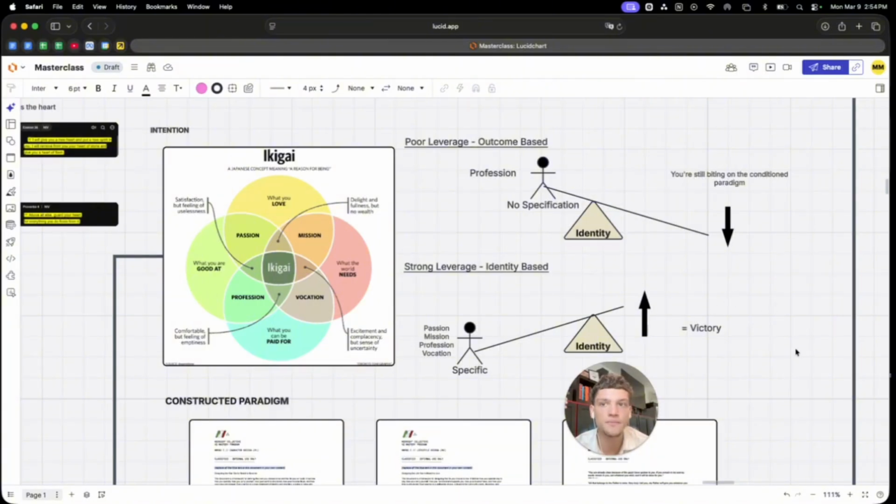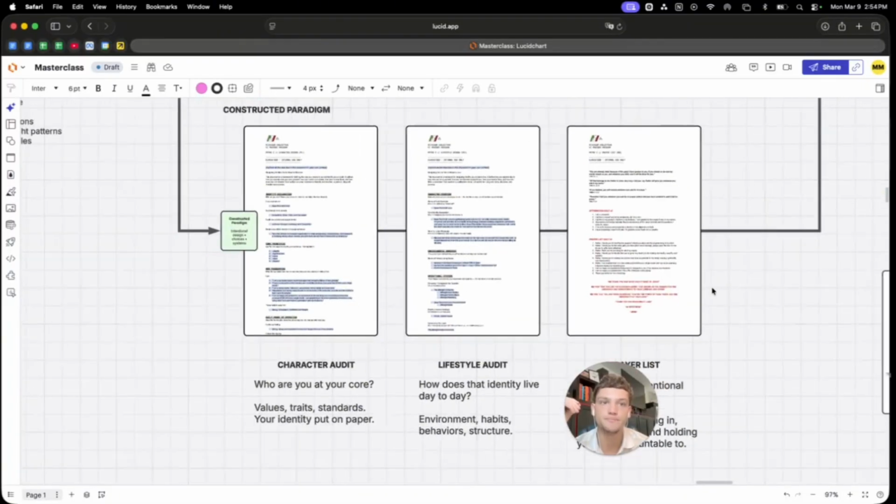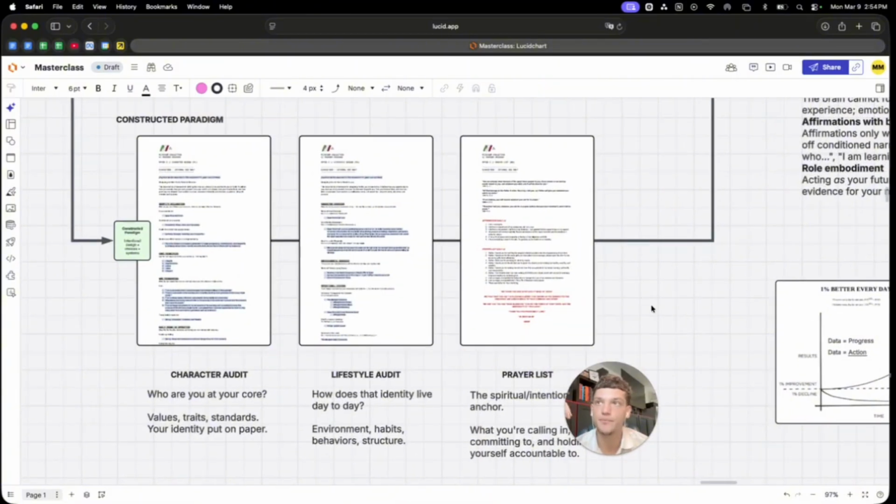You understand? Now, in order for us to get clear on the conditioned paradigm, we need to understand what makes up the conditioned paradigm. So first we need to get clear on the character audit, which is basically who you are at your core: values, traits, standards. We need to put this identity on paper in order for us to get clear on the next stages of how we need to operate and conduct your day-to-day existence by having the habitual alignment with this constructed paradigm.